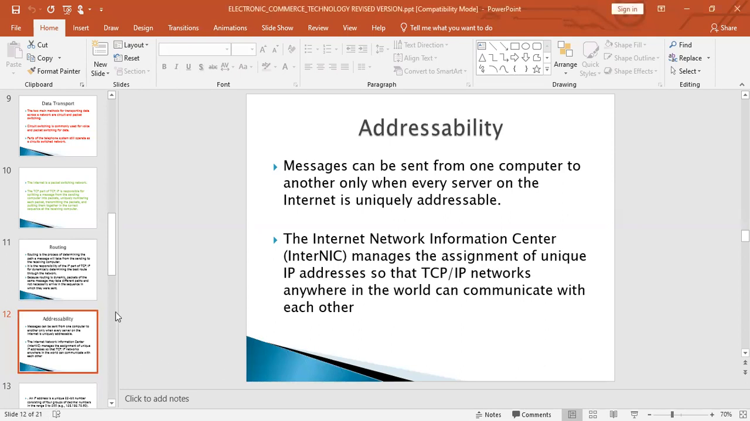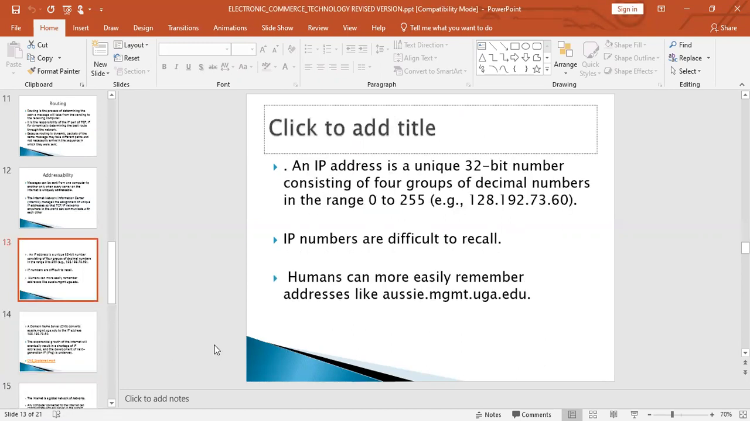Now, when we talk about addressing or the internet addressing system, I have already made known to you that the IP, which is the internet protocol, is in charge of routing and addressing. When we talk about an IP address, which I'm sure almost all of you have heard of before, an IP address is a unique 32-bit number, which consists of four groups of decimal numbers. And each group of decimal numbers normally ranges from 0 to 255.